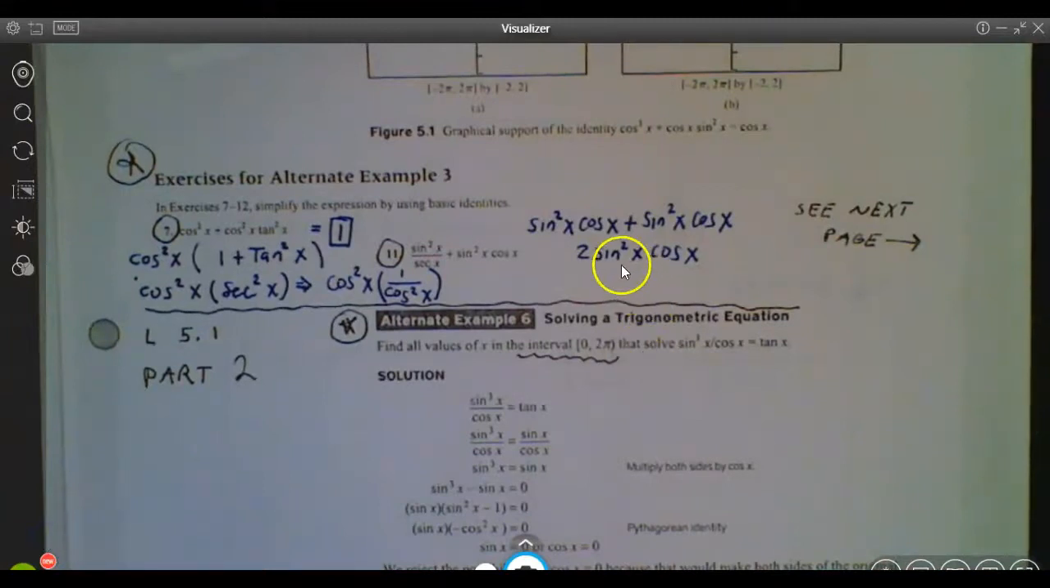From here, you might look at this and say, well, why not then replace sine squared x with 1 minus cosine squared of x? But as we start doing that, you would see it's definitely not simpler than what we have now. So we do want to keep things as simple as we can.